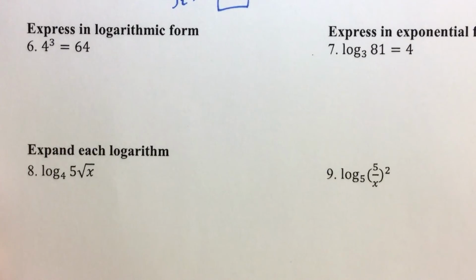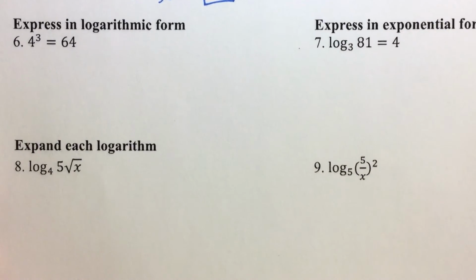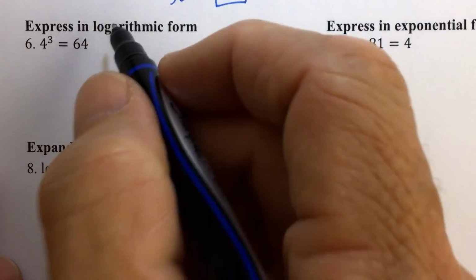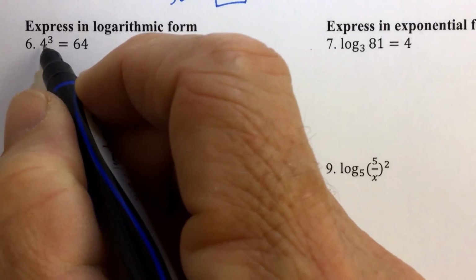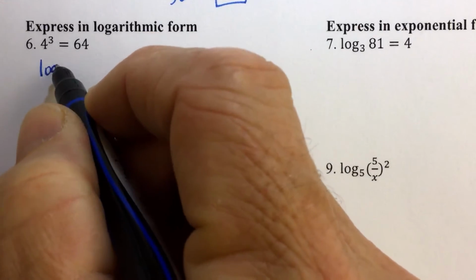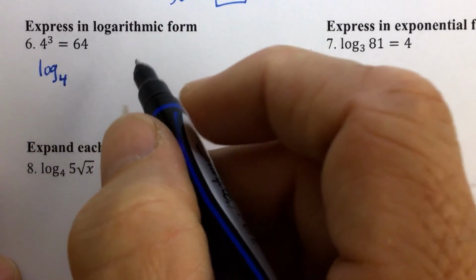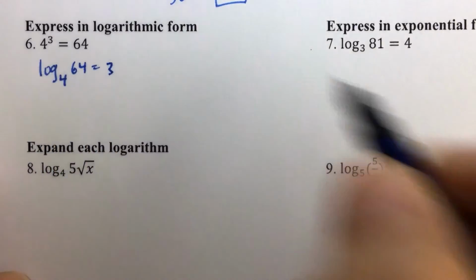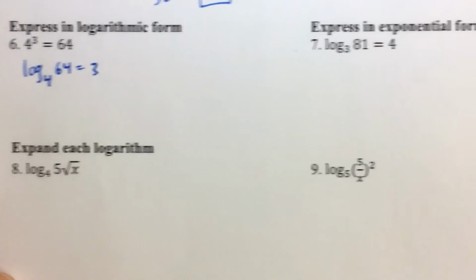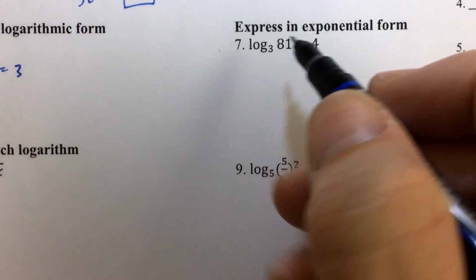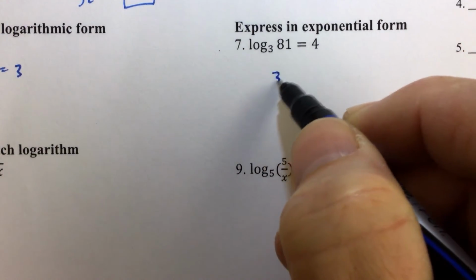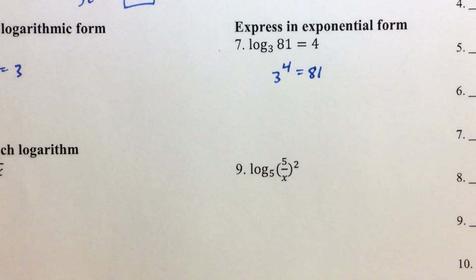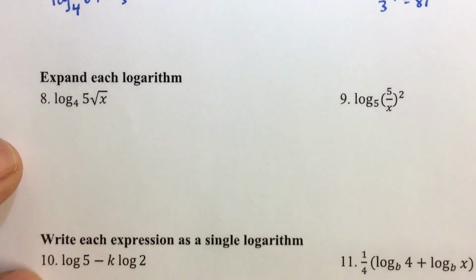Second section of problems is expressing in either log or exponential form. For number 6, expressing in log form, the base is 4 here, so the base is 4 there. Log base 4 of 64 equals 3. That's how we do that. And then over here, we have the base raised to the 4, 3 to the 4th equals 81. That's the relationship between log and exponential form.